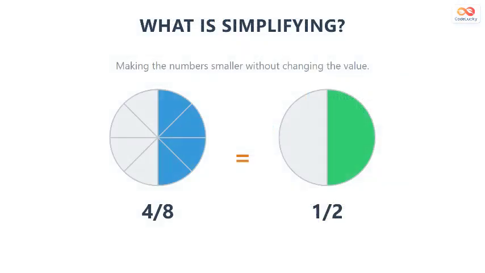What exactly does simplifying mean? It simply means writing the fraction using the smallest possible numbers without changing its actual value. As you can see here, 4/8 covers the exact same area as 1/2. They are equivalent.